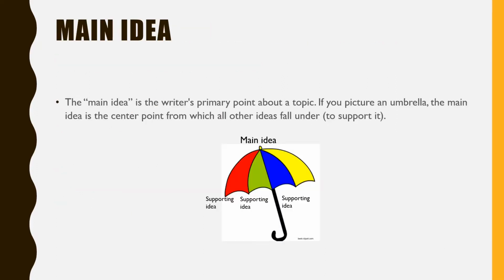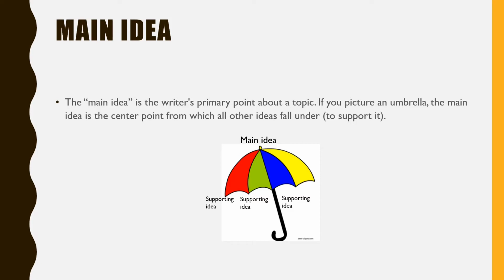Let's start with the main idea. The main idea is the writer's primary point about a topic. If you picture an umbrella, the main idea is the center point from which all the other ideas fall under to support it. So if we look at this one, we have the main idea, and then the one spoke has a supporting idea, the second spoke has the second supporting idea, the third spoke has the third supporting idea, and so forth.